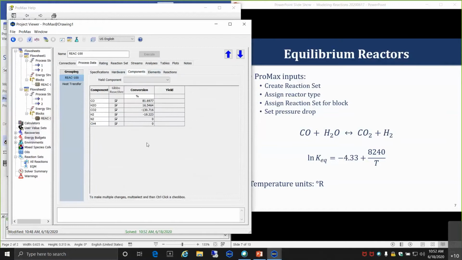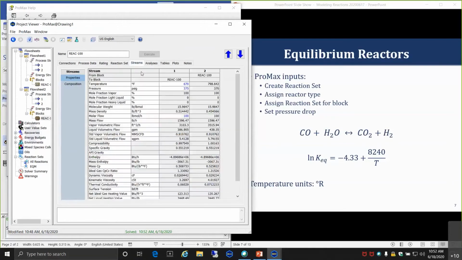So if we come in here, you can see that I've now got closer to 82% conversion. And that's because the equilibrium constant is being calculated at 10 degrees below the system temperature, which is at 798.